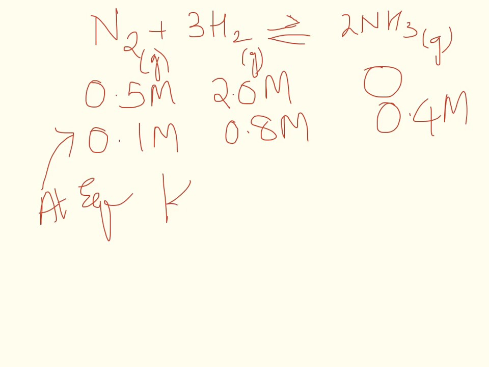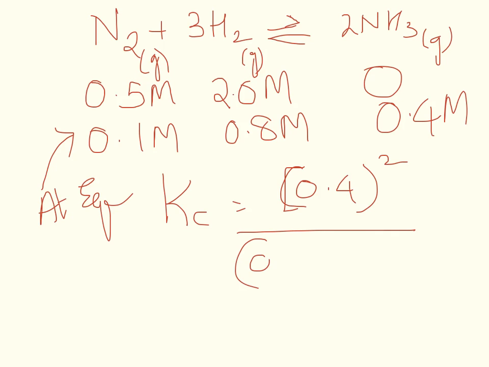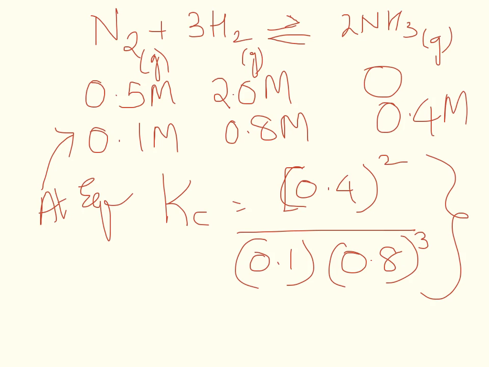Then your Kc would be 0.4 squared divided by 0.1 multiplied by 0.8 cubed, and when you work on the division you will get the value for Kc. Now Kc, since it's a ratio, has no units.